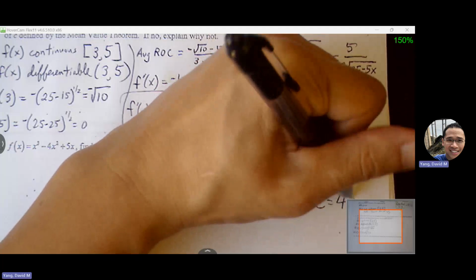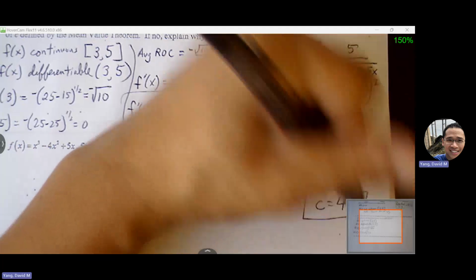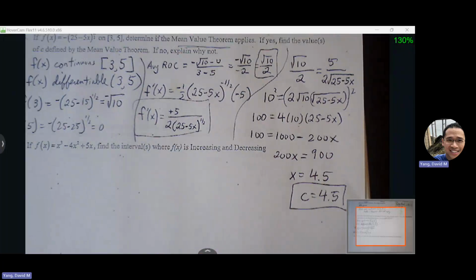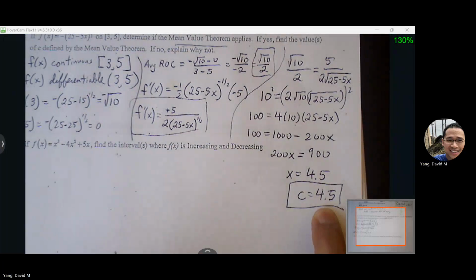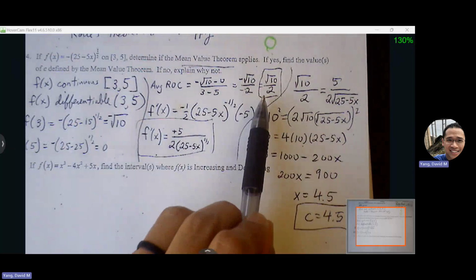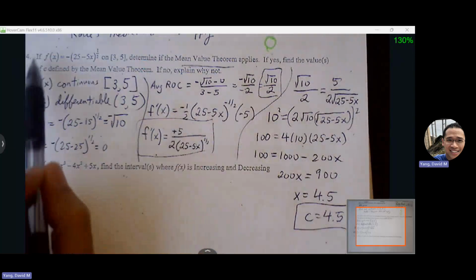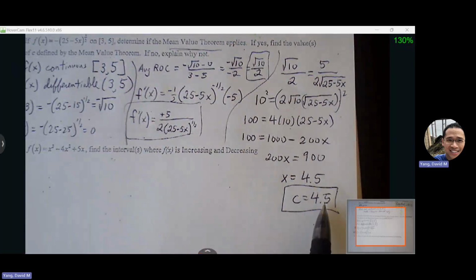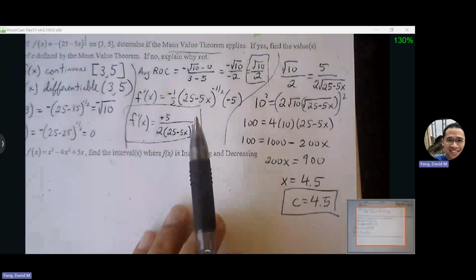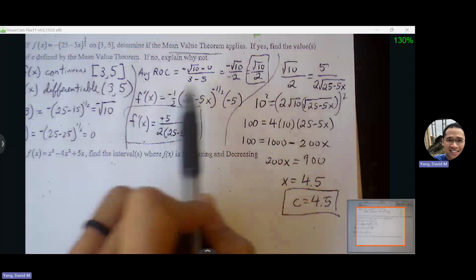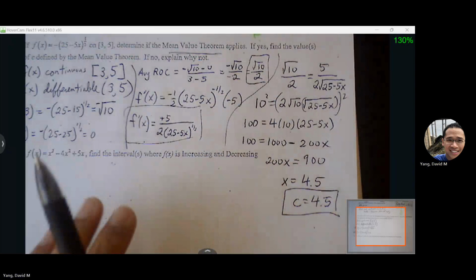Now, by this point, this should be a guaranteed solution. But just to confirm, are we safely inside the interval here? Yes, so we're basically looking for a slope of root 10 over 2 somewhere along this curve. And we found it: when x is 4.5, the graph is going to experience this exact slope, just like the slope that we found between the two endpoints.